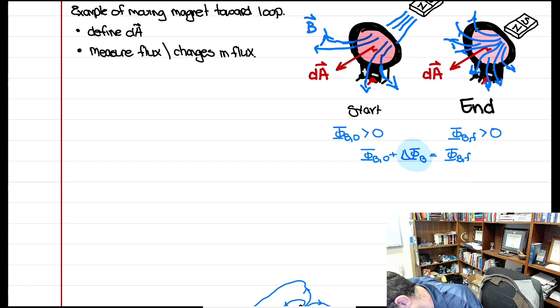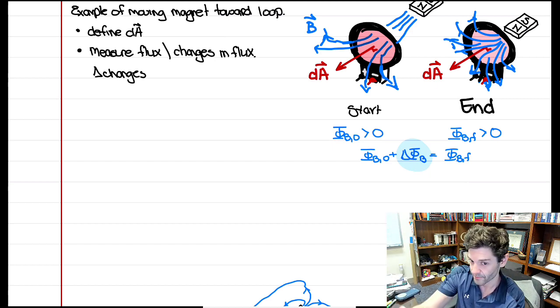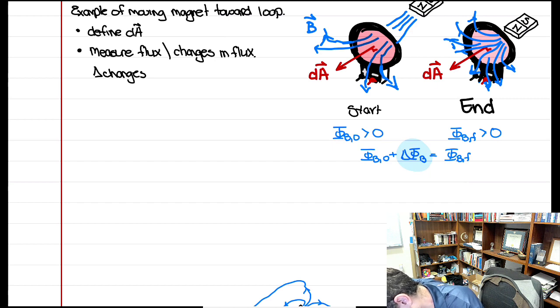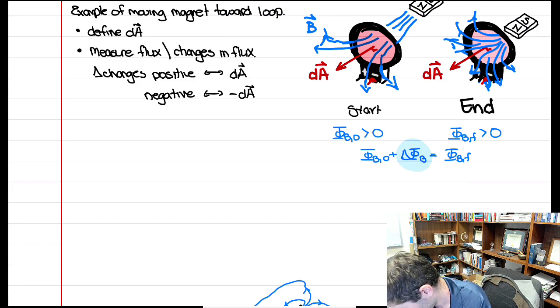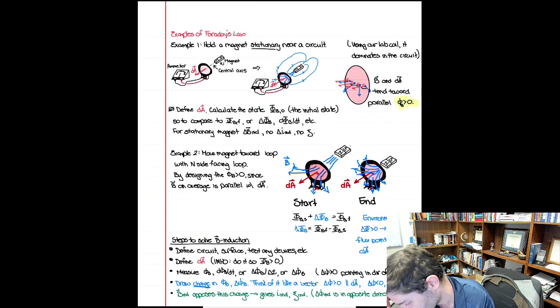In this case, really the delta, the changes, are going to lie either along or anti-parallel to the axis that you're proceeding with this lab at. Delta changes that are positive, again, correlate to in the direction of dA. When it is negative, it correlates with the opposite direction. Okay, so far so good.